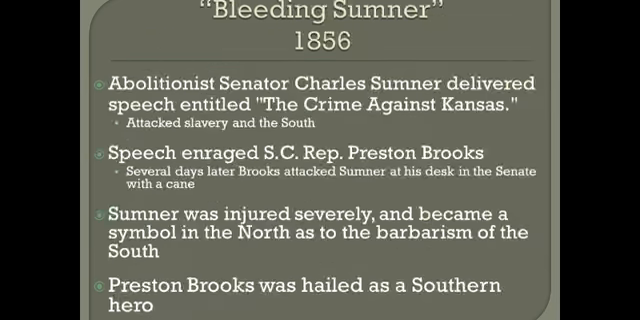Oh, this is fun. So, we have two senators. We have an abolitionist and a pro-slavery senator. Okay, so abolitionist Senator Charles Sumner delivers this speech, "The Crime Against Kansas." So he attacks slavery in the South directly. So, Representative Preston Brooks, I'm sorry, he's not a senator, he was a representative, he was enraged. He was positively furious. So later, he attacked Sumner at his desk in the Senate and beat him within an inch of his life.